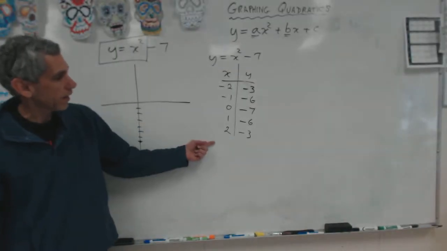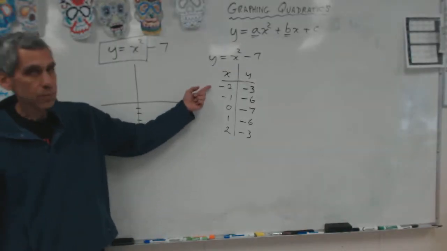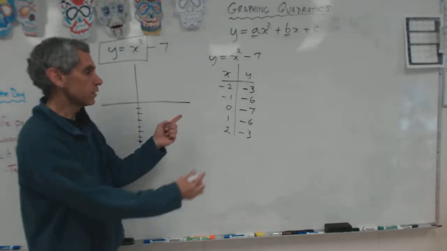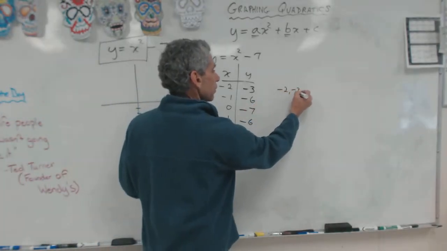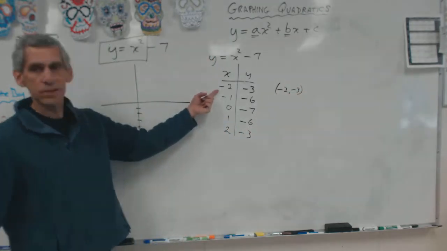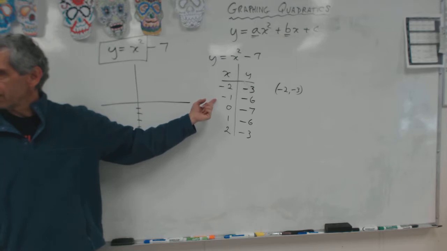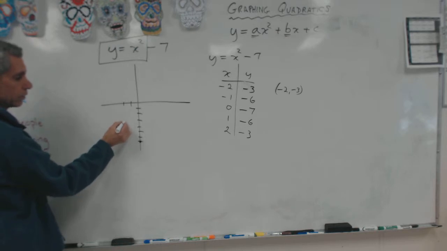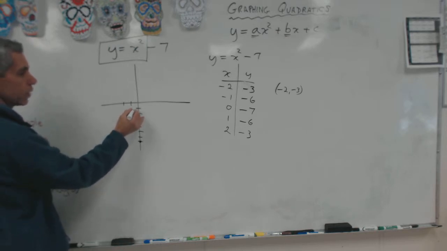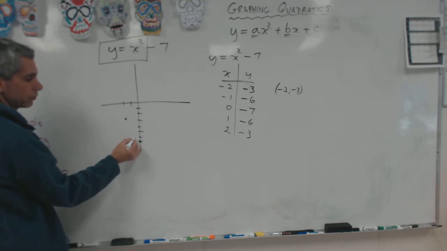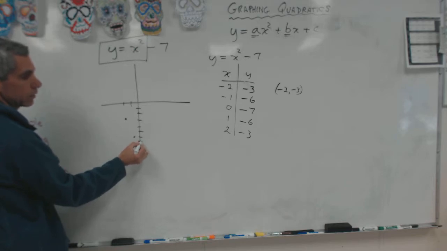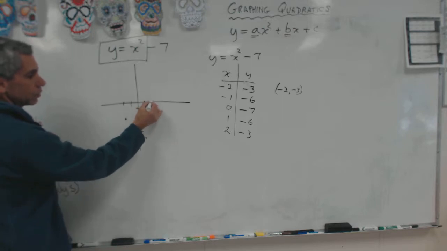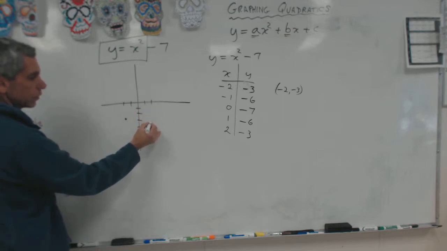So here I have created a bunch of coordinates, like -2, comma, -3. Now, do I write them all out like that? No, this is the same thing. So I'm just going to graph them. So I go -2, and then -3. 1, 2, 3, put a dot. And I have -1, -6, put a dot. And then I have 0, -7, dot. And then 1, -6, put a dot. And then 2, -3, put a dot.